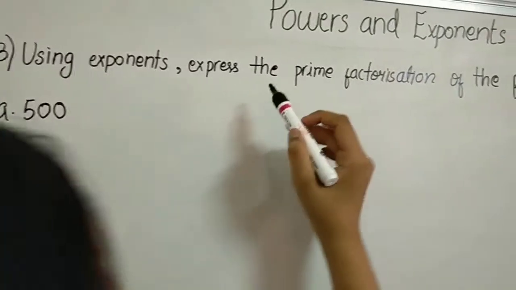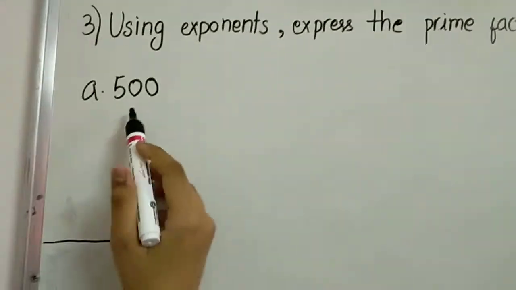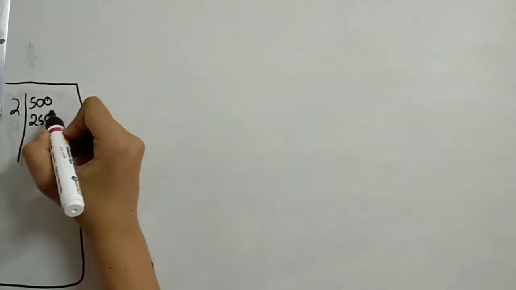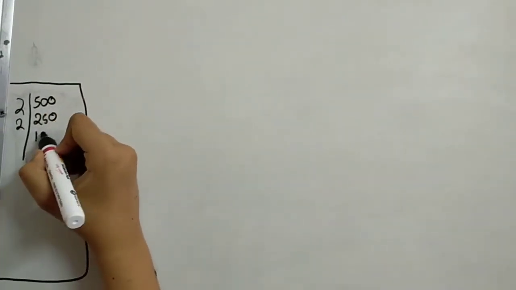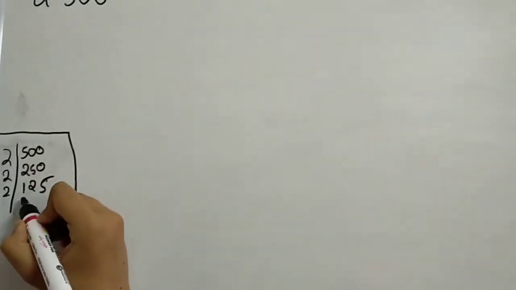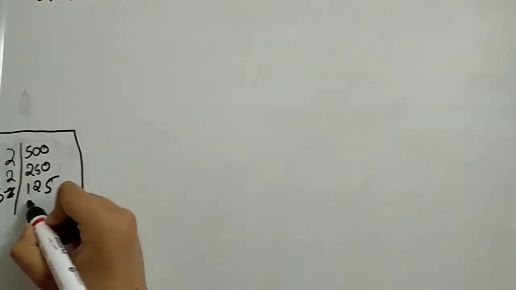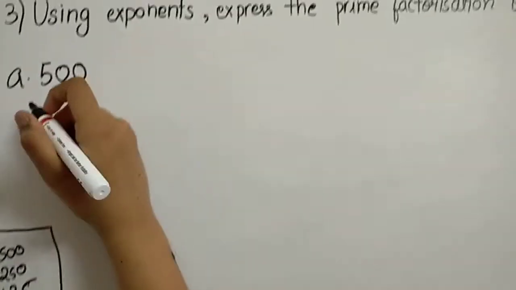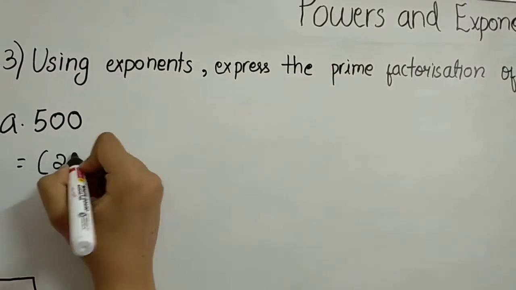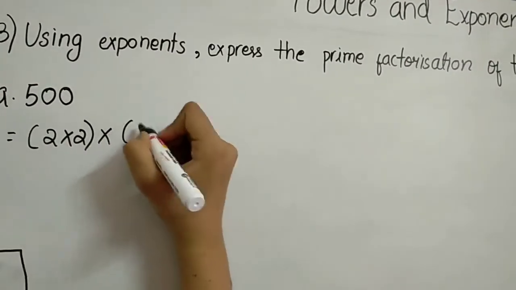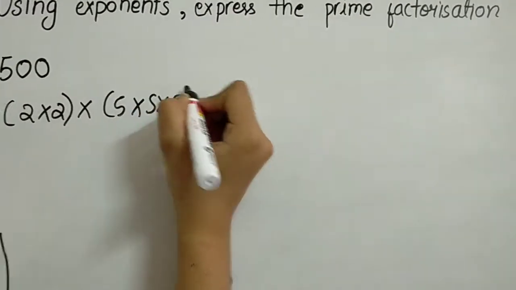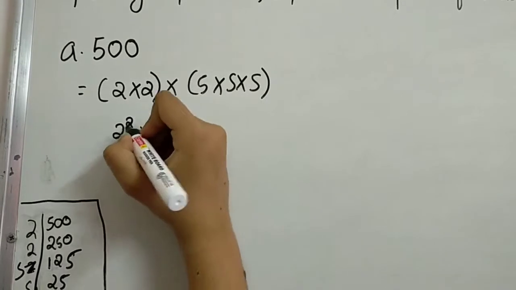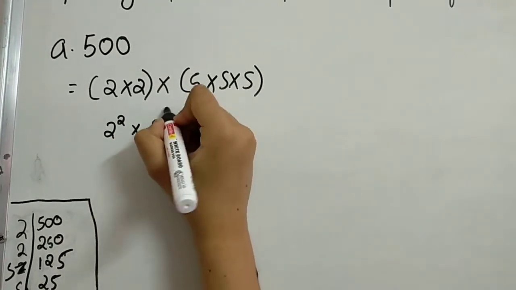Now we will solve using exponents. Express the prime factorization of the following: 500. So the answer is 2 into 2 into 5 into 5 into 5. So 2 into 2 is 2 to the power 2, into 5 to the power 3.